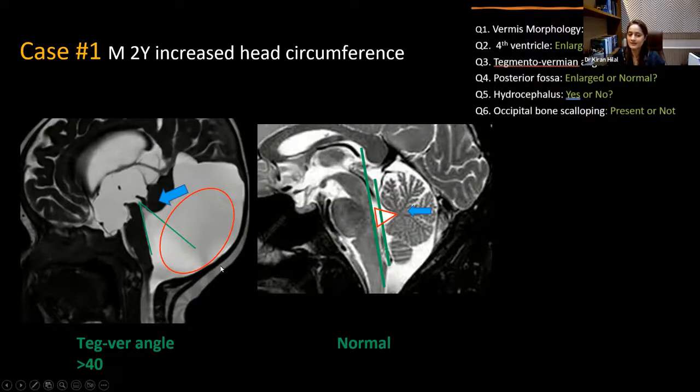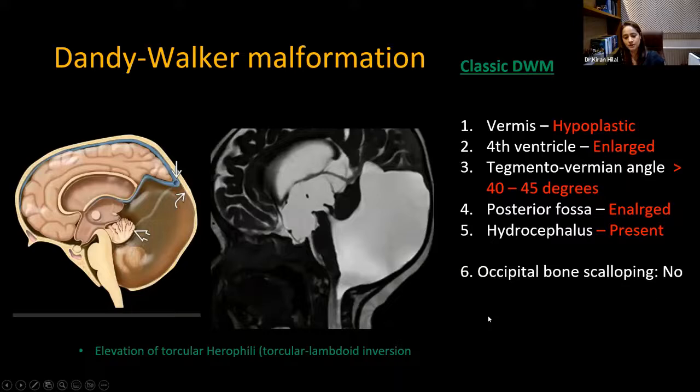You see this black line, this is the scalloping. So really the bone scalloping is, though it's an enlarged fossa, but scalloping is not there. So all the answers of these 6 questions are the characteristic features of the classical Dandy-Walker malformation. So if you have all these findings, you're diagnosing the Dandy-Walker malformation.